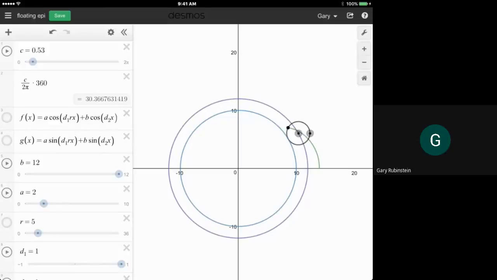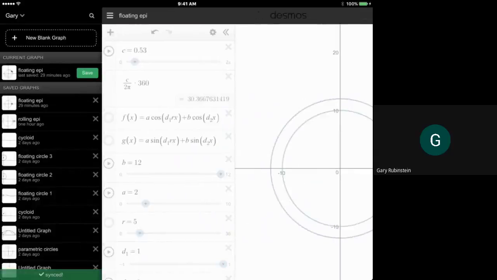If you look right there, I hope you can see the black point is at about 150 when the circle is 30 degrees along its path. Black point's at 150, and it's 150 with relation to a horizontal line because that point on the right of the small circle is at the horizontal. Compare this now, and this is the big reveal for today, rolling epi.